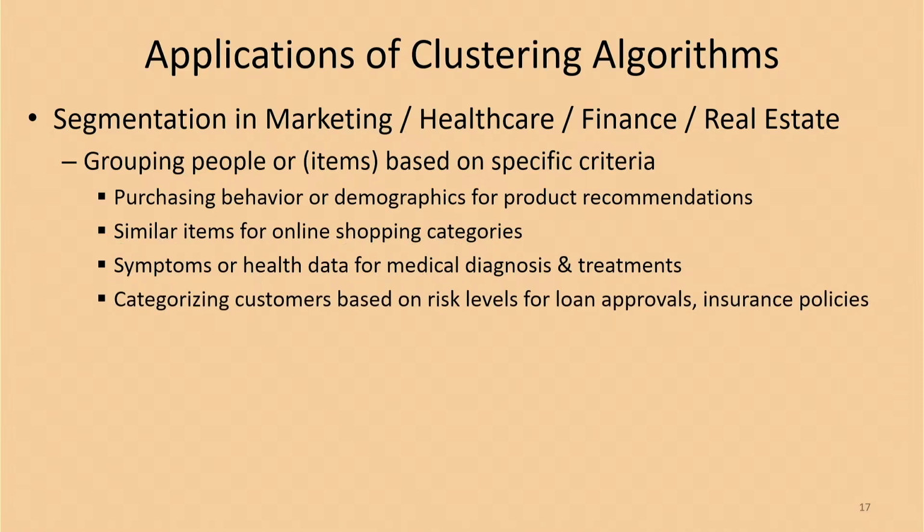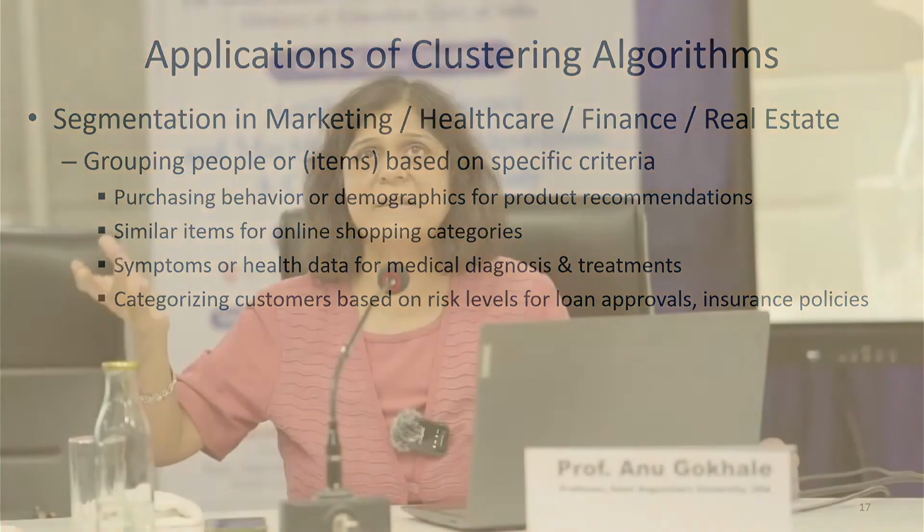Based on risk levels for loan approvals and insurance policies, these are all, again, remember that every time what I'm doing is I said segmentation in marketing, healthcare, finance, real estate. So I'm giving examples of what is done in marketing, what is done in healthcare, what is done in finance. That's why you see all these different examples by the sectors that I mentioned in the very first bullet. Okay. So for loan approvals and insurance policies, same way. Clustering by city, right?